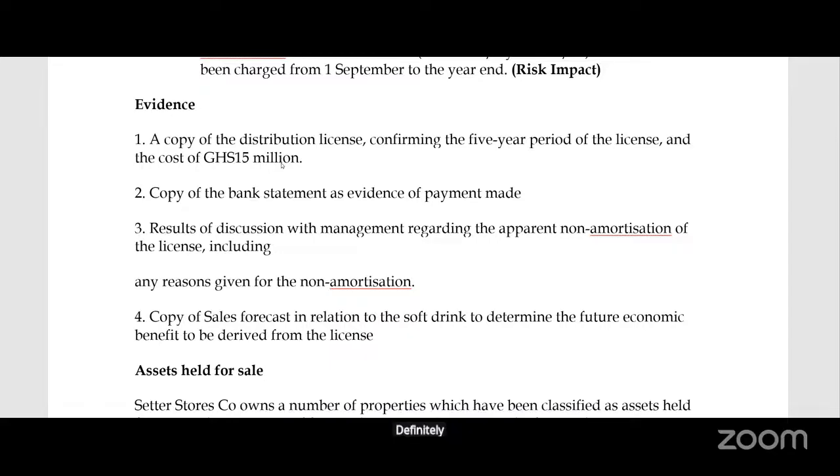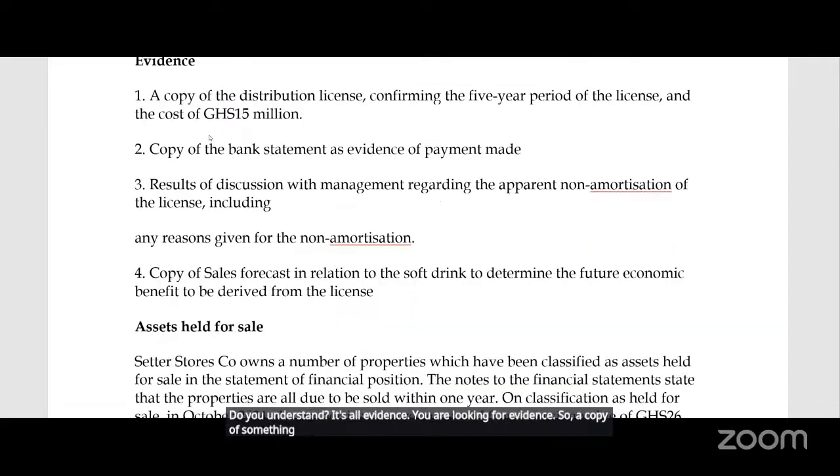Definitely, if they want to acquire a distribution license like this, the board would have discussed it, so a copy of that board discussion or minute. Do you understand? It's all evidence. You are looking for evidence. So a copy of something. So always like that.